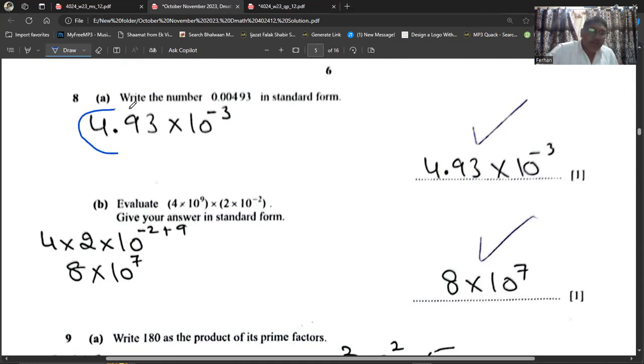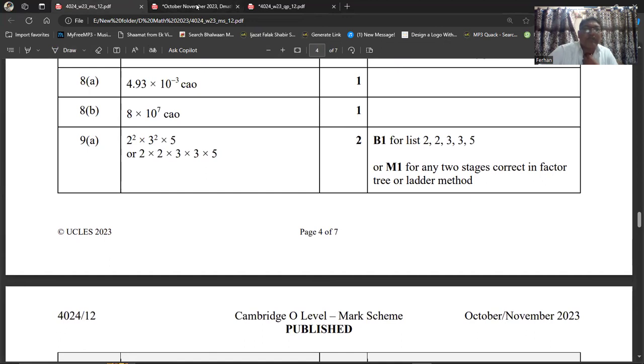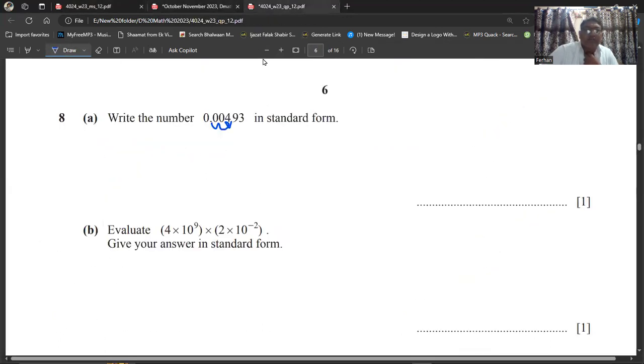You see this number? Can you see this number? This number must be greater than 1 and less than 10. This is the rule for the standard form. Okay, so hopefully our answers are right. 4.93 expo minus 3, that is the right answer, sir.